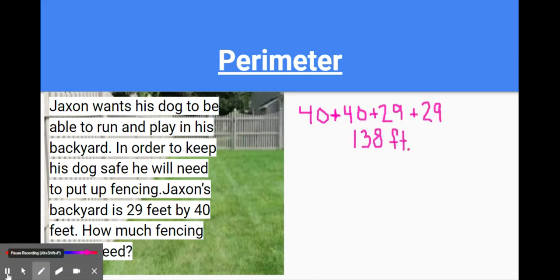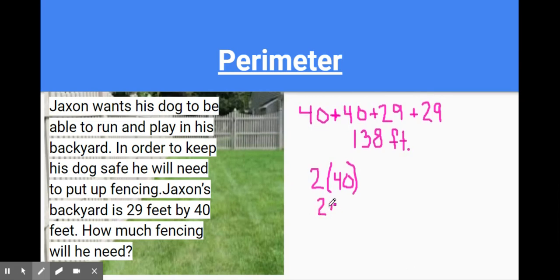You should have gotten 138 feet. Now, we're going to take the same numbers and use our formula. So 2 times the length, 40, and remember we can use parentheses as a symbol for multiplication. And if you want to put a multiplication symbol there, you can. It would just look like this, 2 times 40.